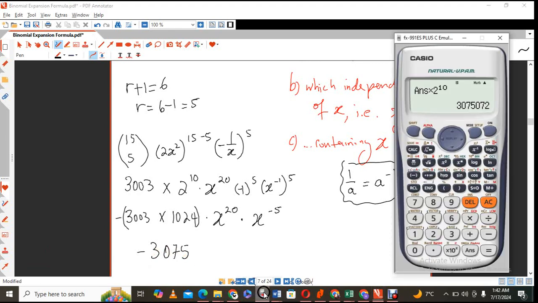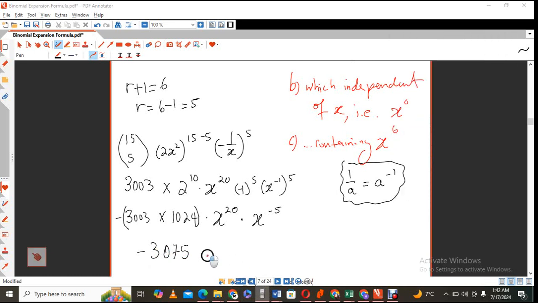3,075. What do we have left? 0.72, and that is x raised to the power of 15, because you have 20 plus -5, which is going to be 15. Right, so that is what we're looking for. The sixth term is that big number over there, though you don't actually need to leave it like that. You could have just left it as 15 choose r, or 15 choose 5.